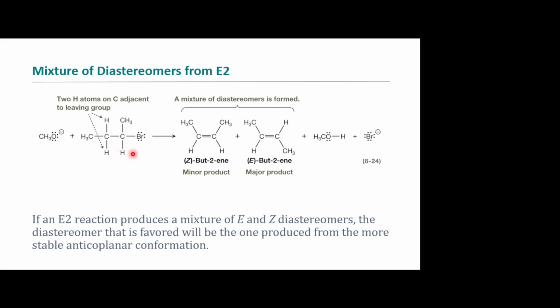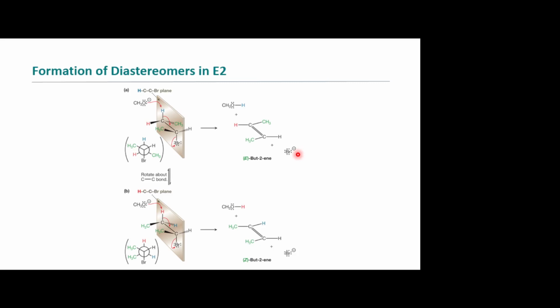So when you have two options that are both coplanar, the way you determine which is going to be your major and minor product is going to be which one is the more stable one. And it's favored to have the larger groups further away from each other. So that's that same steric hindrance.